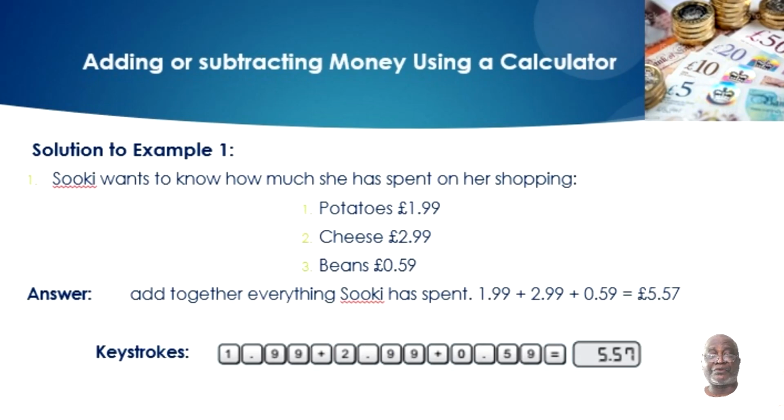At the bottom of this screen you see the keystrokes. Okay? And this will let you know why it's important to use the same format. You cannot use pence and then use pounds. If you're using pounds and pence, use pounds and pence. But if you're using pence only, you have to convert everything to pence. Okay? So, the answer is you add together everything Suri has spent.